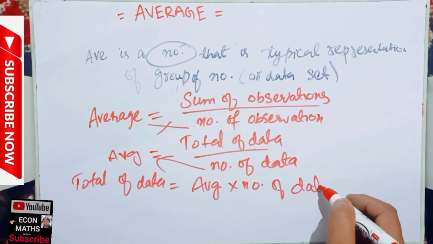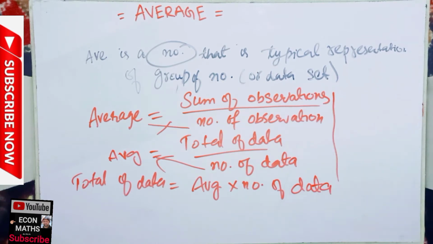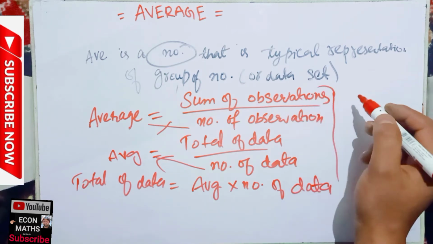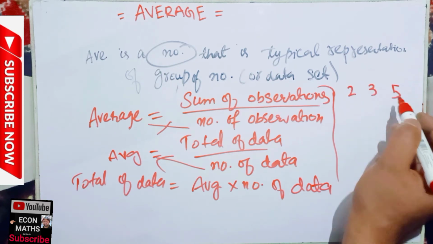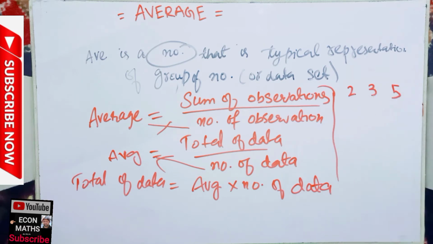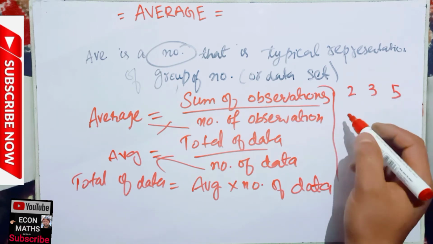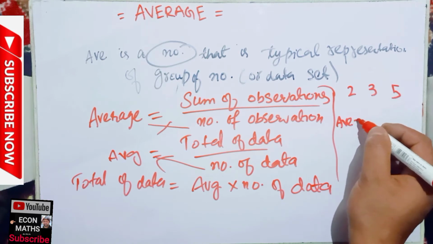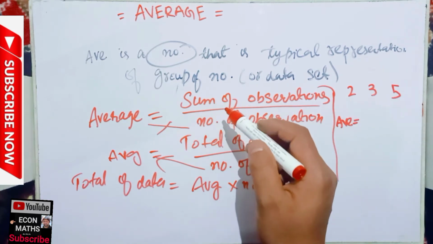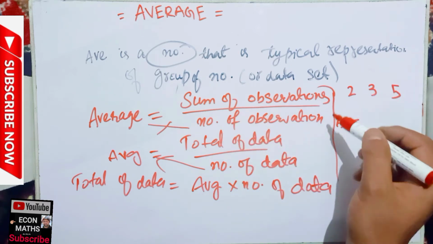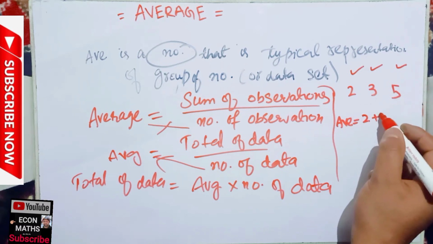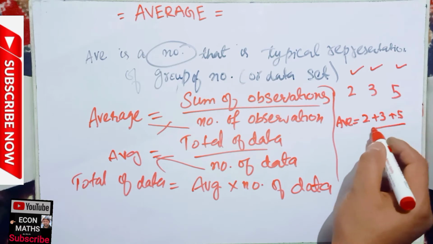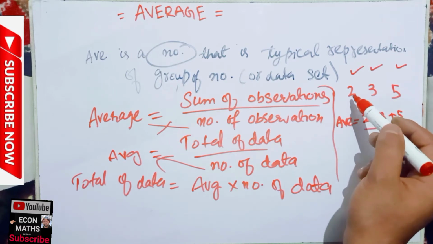Now what does this mean? Actually it is a very easy concept. Let us take an example. If we have numbers 2, 3 and 5, we have to find the average of these numbers. Now what will we do? Average is equal to sum of the observations. We add these observations. We have 3 observations. We add 2 plus 3 plus 5 divided by number of observations, which is 3.